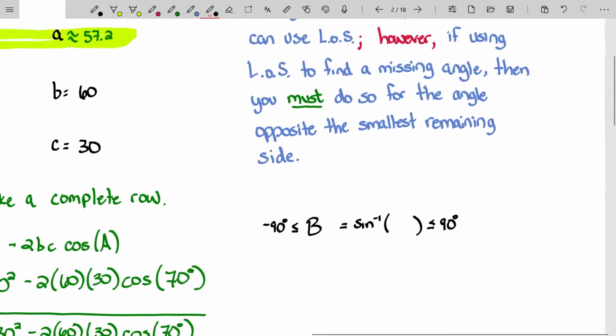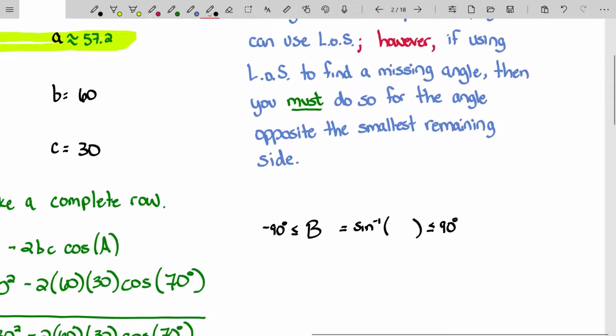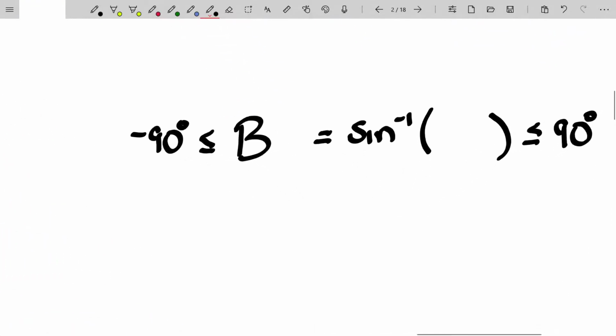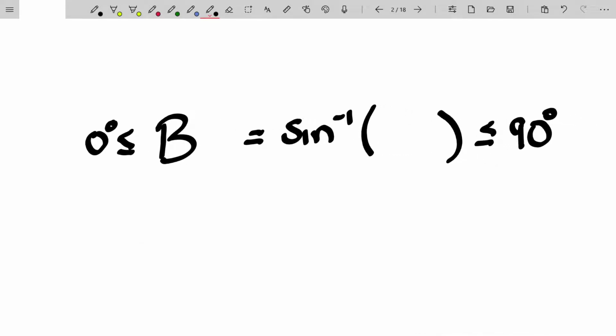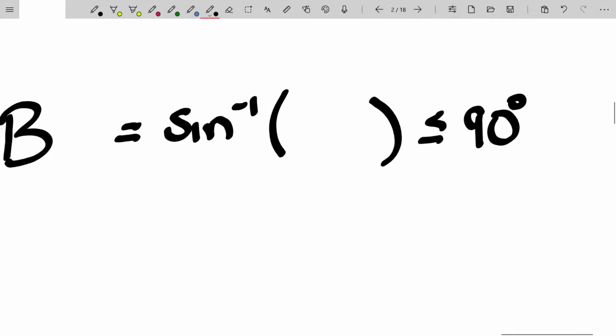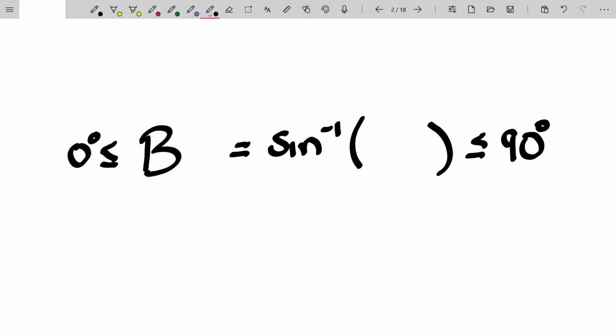Your sides are all of positive lengths. And that means that the sine inverse is not going to return anything less than 0 degrees. So really, when you're using the law of sines or working with any application, the sine inverse will only return acute angles. It actually won't even return a 90-degree angle. It's going to only return acute angles, less than 90 degrees.